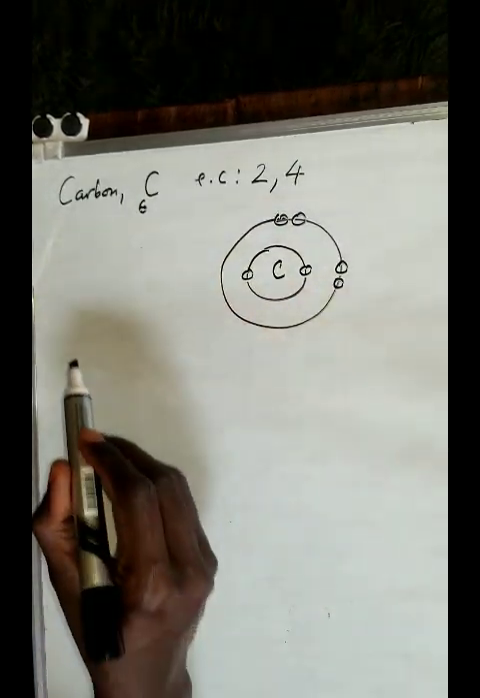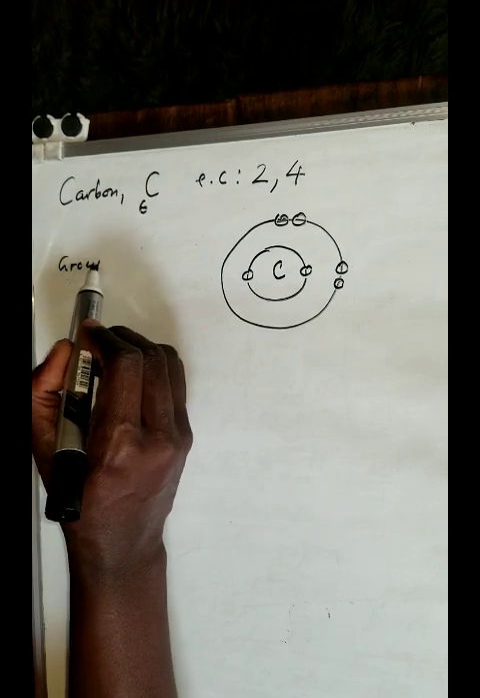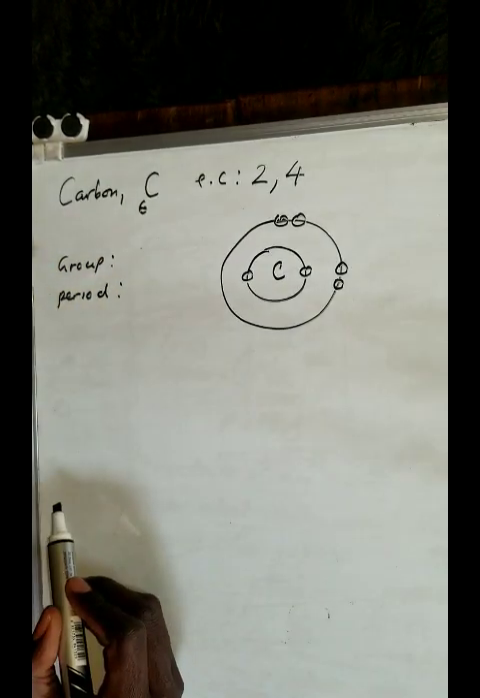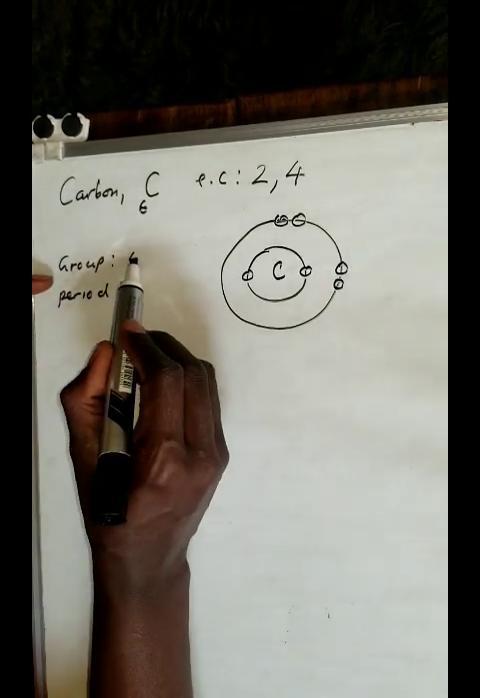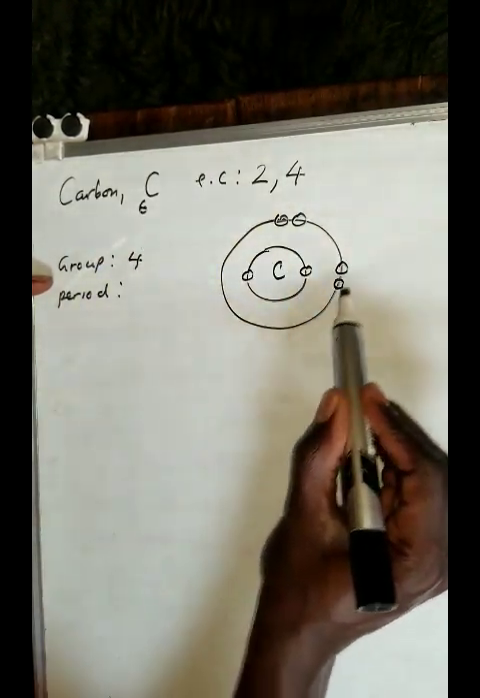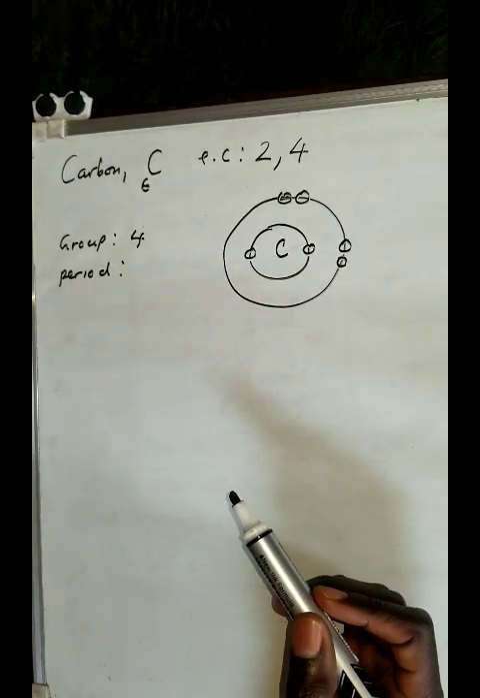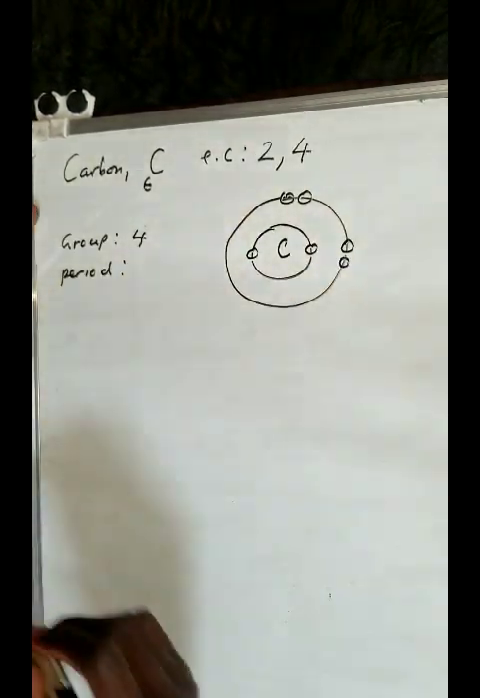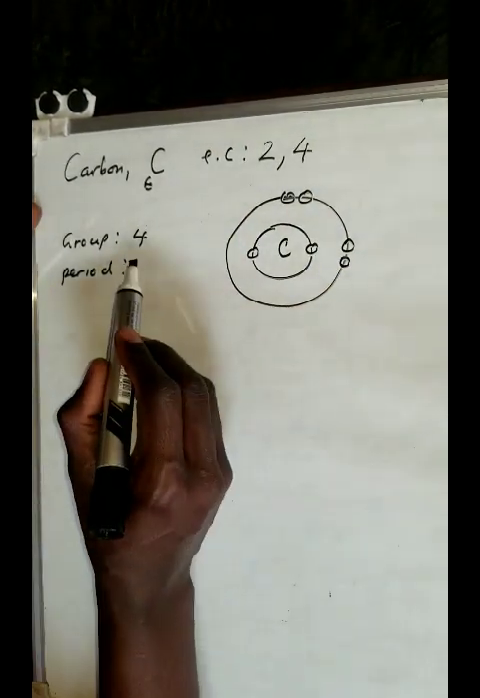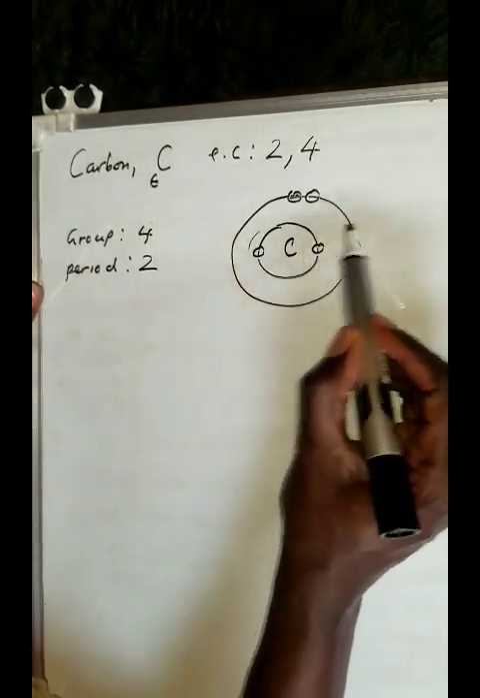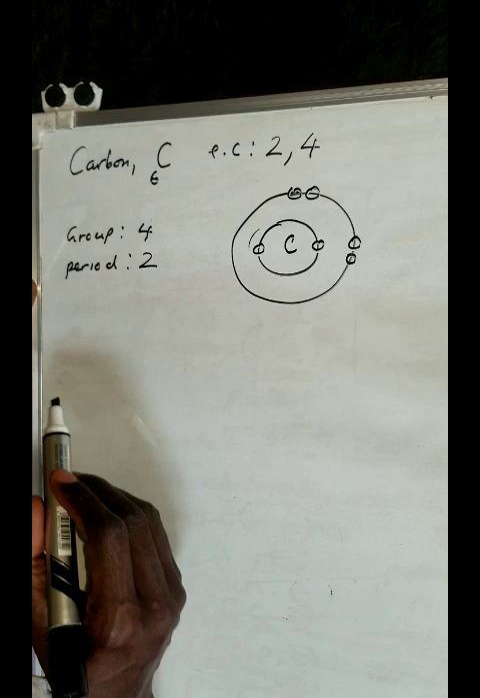So if I told you in this case, to which group and what period does this element belong, which group? Yes, group 4, because there are 4 electrons in the outermost shell. And when they tell you in an exam, give a reason for your answer, it is because there are 4 electrons in the outermost shell. Which period? You are right, it is in period 2, because only 2 energy levels have been filled with electrons.